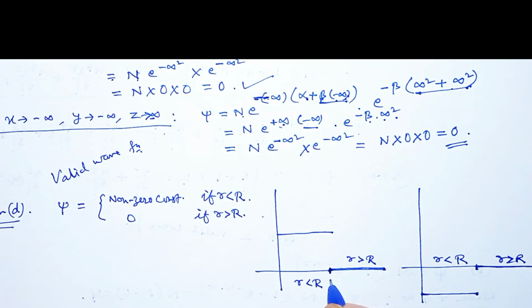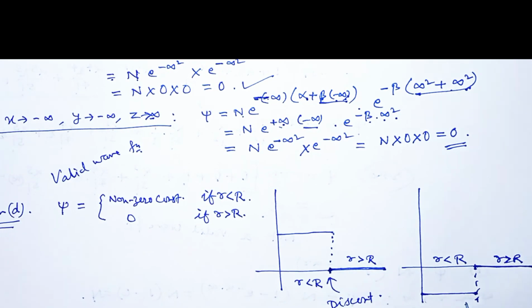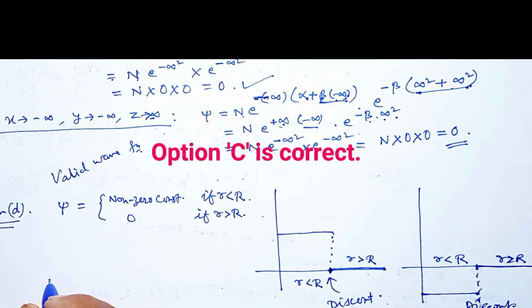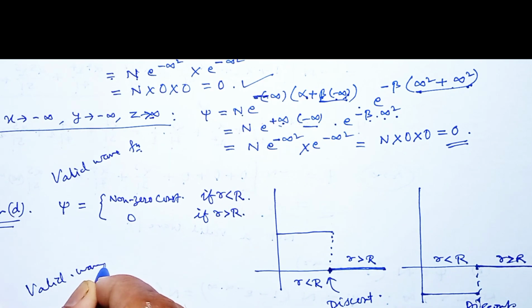Clearly at small r equals capital R, there is an abrupt change. So the graph is not continuous, the graph is discontinuous here. Also its first derivative would become infinity here. So it is also not a smooth curve, not a continuous curve. So option D also does not represent a valid wave function. Thanks.